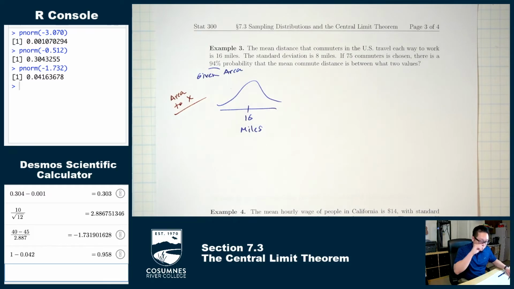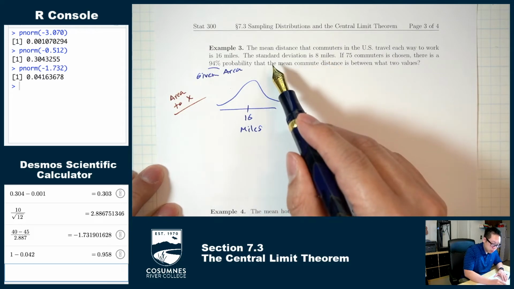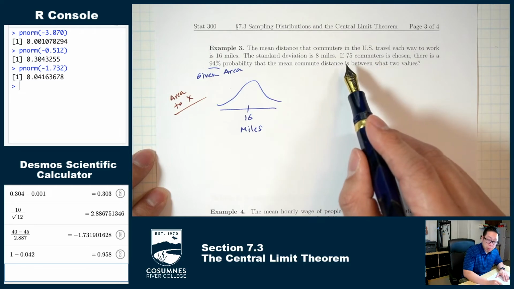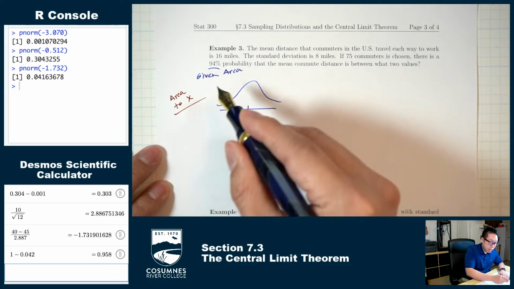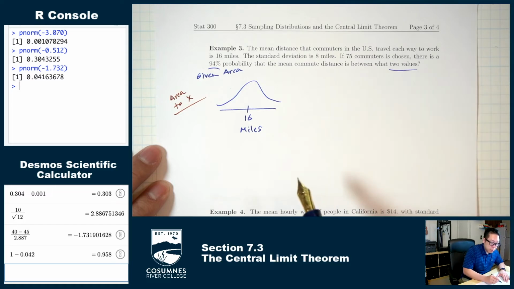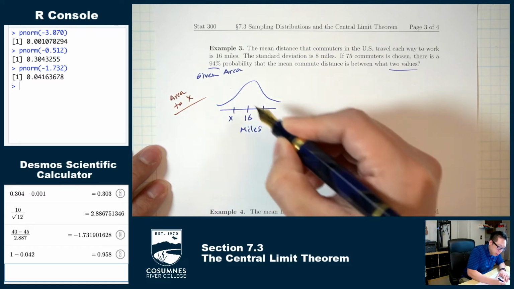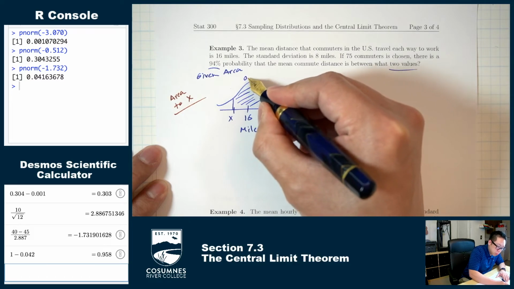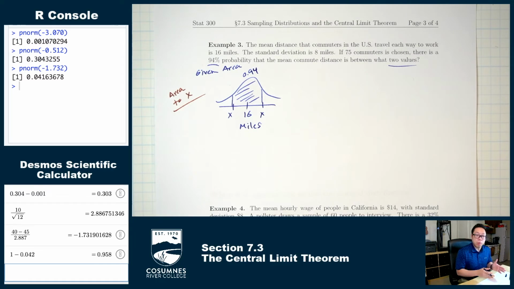And then to draw the rest of my picture, 16 is the mean, we got that already. 8 is the standard deviation, we'll deal with that later. 75 is how many commuters, that's the sample size, we'll deal with that later. I do need to put the 94% on my picture. So that's an area, and I want two values, two commute distances. So I want two x's with an area in the middle that is 94%, which is 0.94 as a decimal.